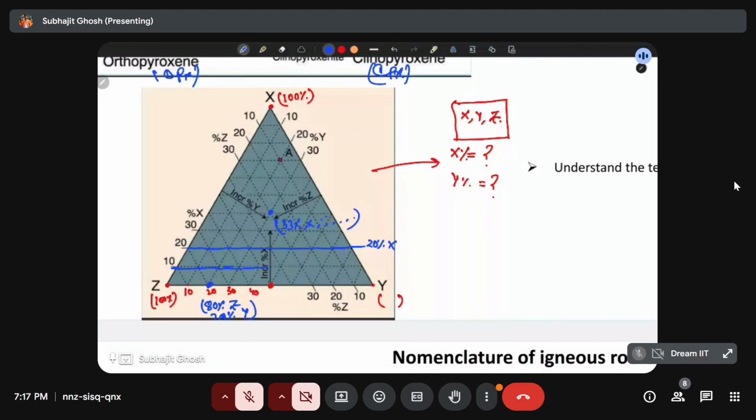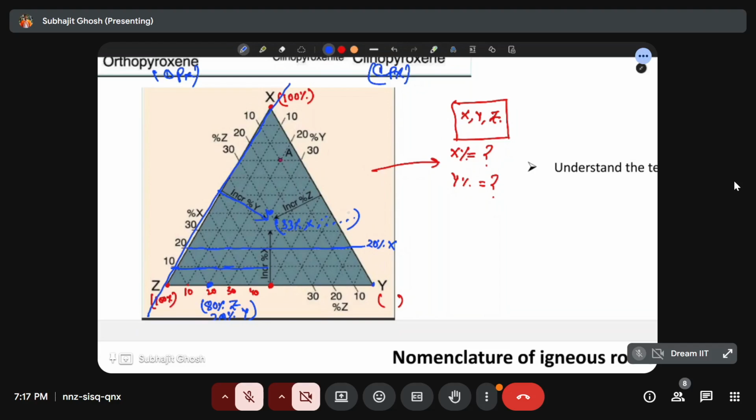Okay, so you can clearly see that from this XZ line, if you go towards the Y point, then the percentage of Y increases. If you do the same from the XY line, then the percentage of Z will increase. And if you do the same from the YZ line towards the X, then the percentage of X will be increasing.